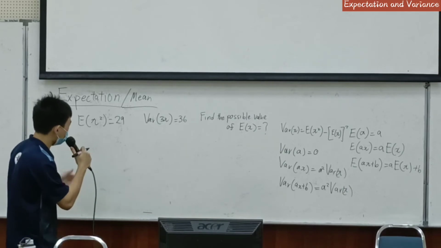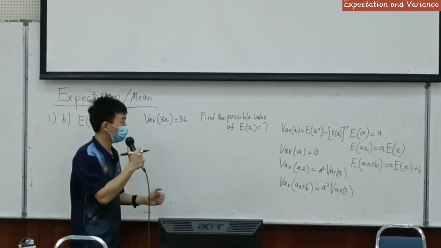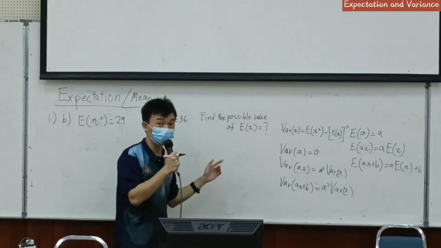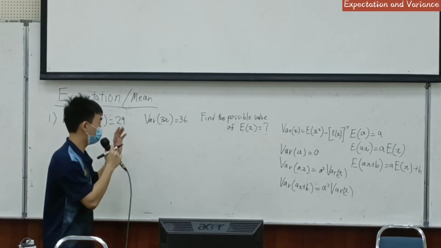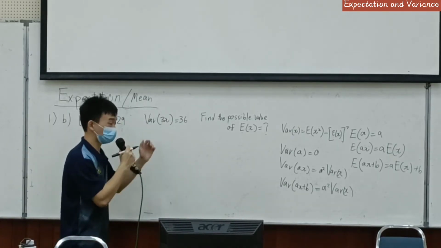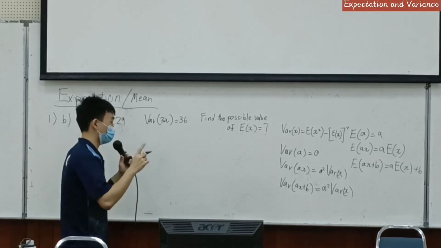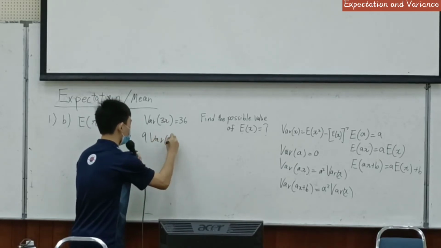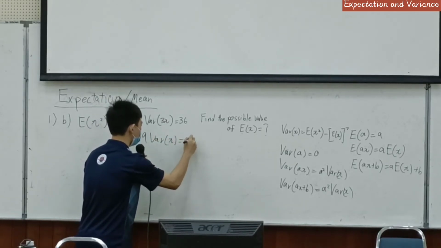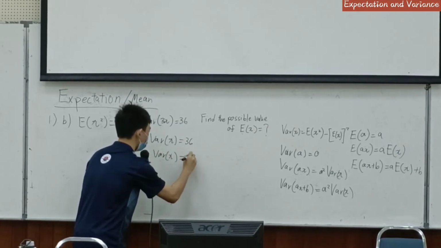The expectation of x squared equals 29. The variance of 3x equals 36. And find the possible value of the expectation of x. So we are going to expand the variance of 3x first. The 3 can be moved out, and it becomes 9. So 9 variance of x equals 36, so the variance of x equals 4.